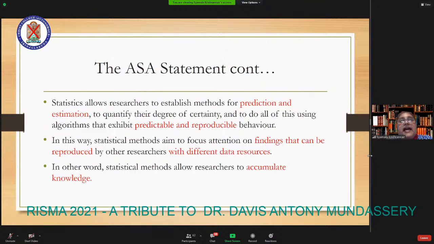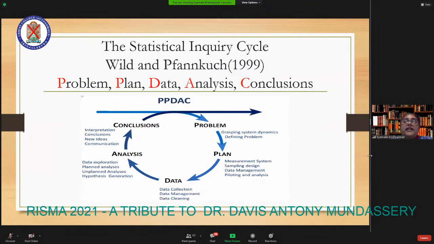After that, in 1999, Wild and Pfannkuch came up with a statistical inquiry cycle, PPDAC: problem, plan, data, analysis, conclusion. The cycle defines the way one acts and what one thinks about during the course of a statistical investigation. It was developed based on courses for undergraduates, but we can use the same basic plan wherever we want. So it's a very basic cycle.